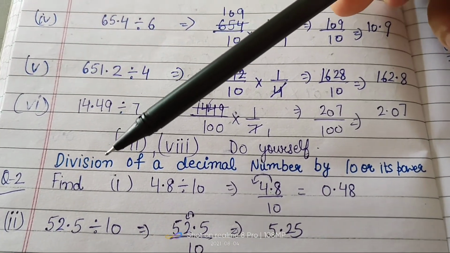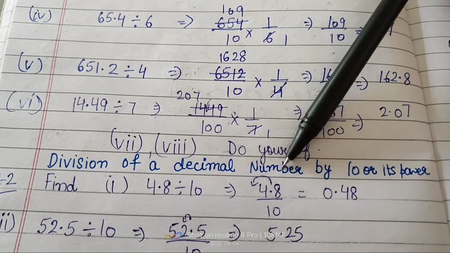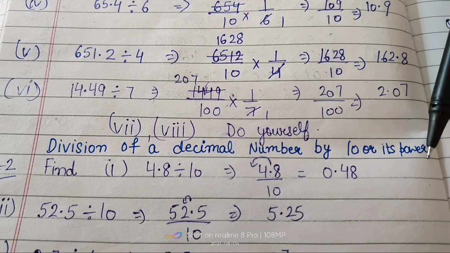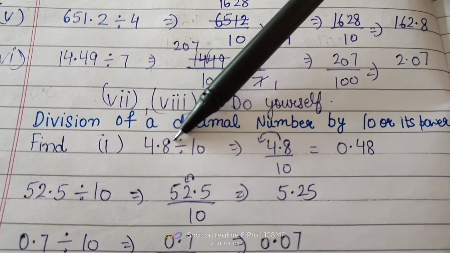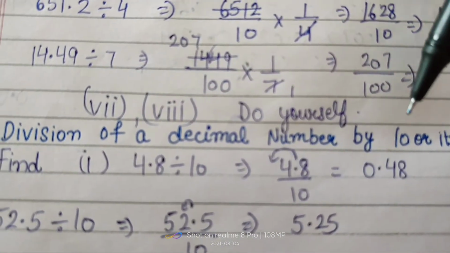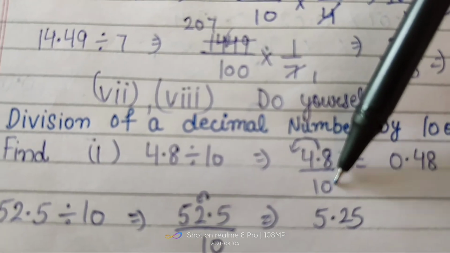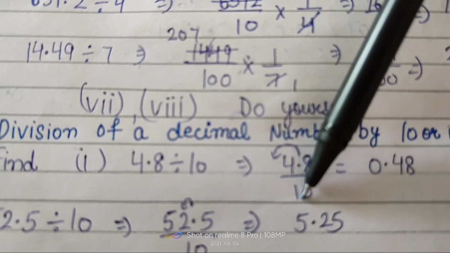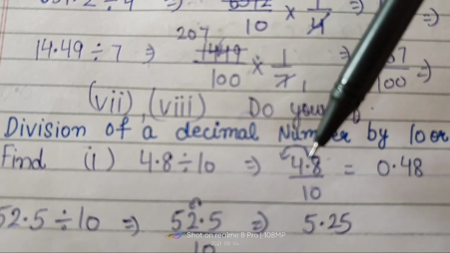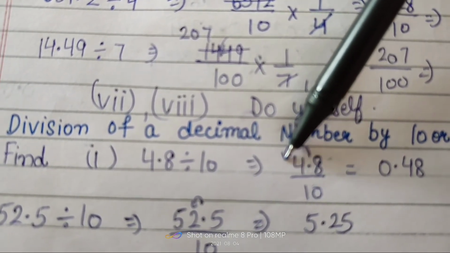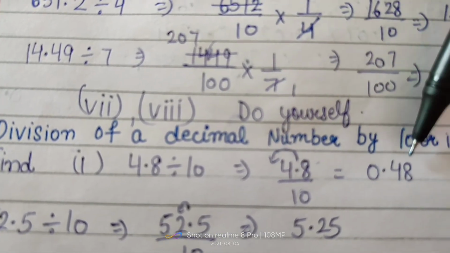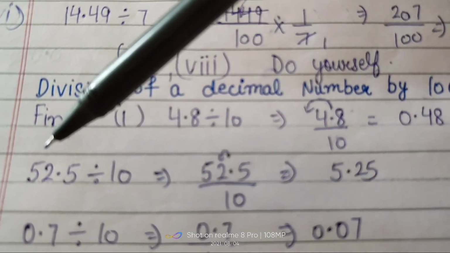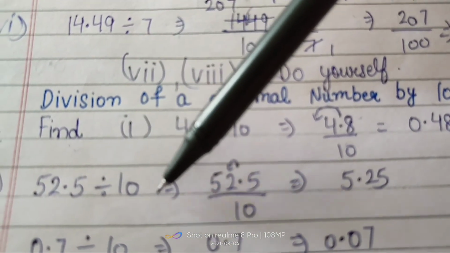Now, division of a decimal number by 10 or any power of 10, like 4.8 divide 10. So here 4.8 over 10, here 10 is in the denominator. So just check the number of zeros, one zero. So now the decimal will move to the left by one digit. So the answer is 0.48. Next, 52.5 divide 10.